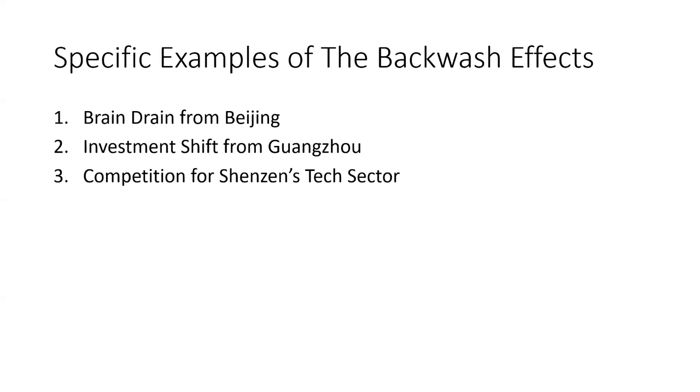Investors in Guangzhou may redirect their capital to the real estate market in Shanghai, resulting in a slowdown of construction and development projects in Guangzhou. And the third one is competition for Shenzhen's tech sector. Shanghai's initiatives to cultivate its tech industry may attract talent and investment away from Shenzhen, possibly impeding Shenzhen's development as a tech hub.